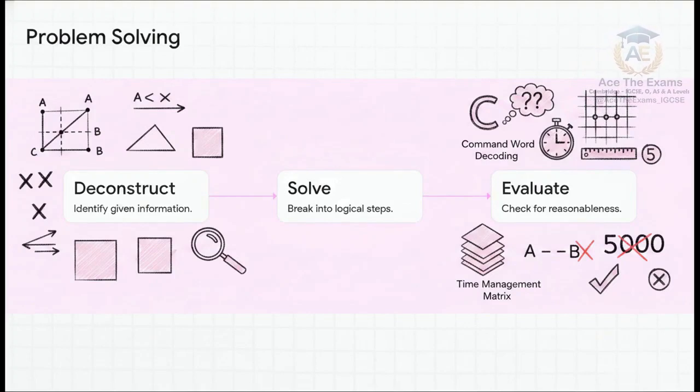First, deconstruct. Identify the given information. Are they handing you coordinates A and B on a platter, or are they giving you the translation vector AB directly? You have to know what you are looking at before you touch your calculator.